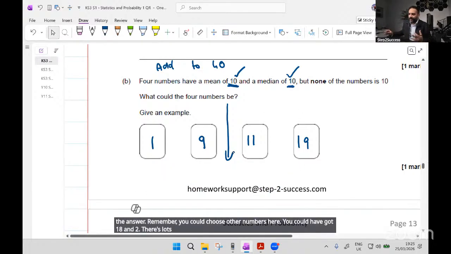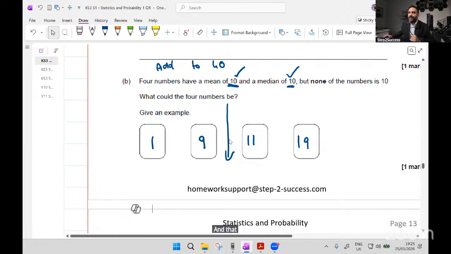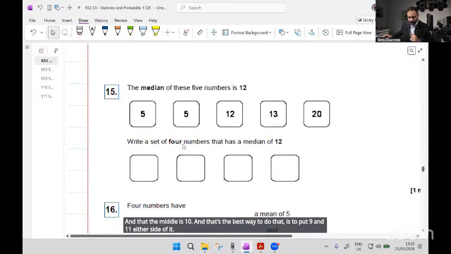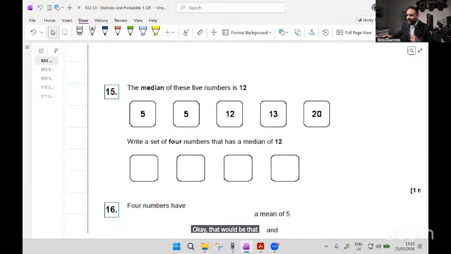There's actually lots of possibilities here, but you need to make sure that your numbers add up to 40 and that the middle is 10. And the best way to do that is to put 9 and 11 either side of it. Okay, that would be that. We've also got now 15, 16, 17.